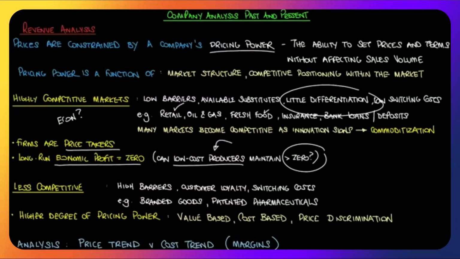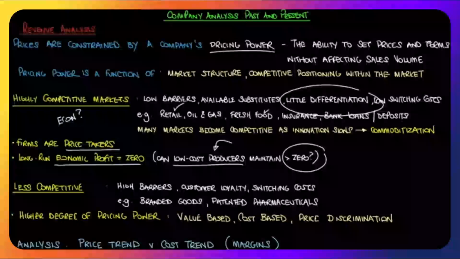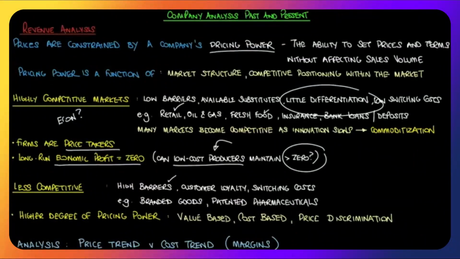That's tough. Less competitive markets, high barriers help you out there, customer loyalty, high switching costs. So branded goods, when you have a reputation and a brand that people want, when you've got patents, obviously protects your position. That reduces competition. That gives you pricing power. Now you can, at least to a certain extent, choose the price that you're going to charge.